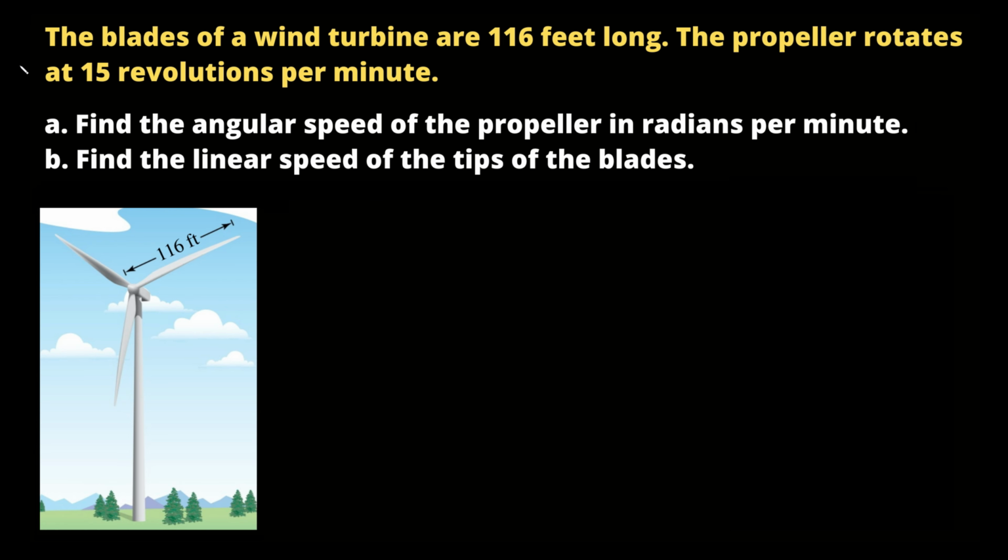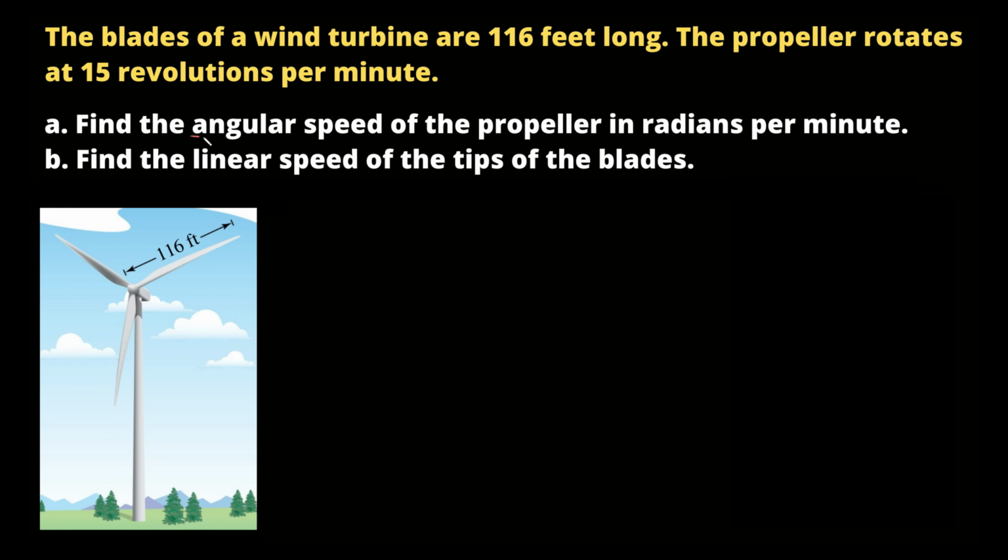The problem up here just says the blades of a wind turbine are 116 feet long. The propeller rotates at 15 revolutions per minute. So this thing goes around and around 15 times every minute. There are two things that we want to find. First, part A says find the angular speed of the propeller in radians per minute.